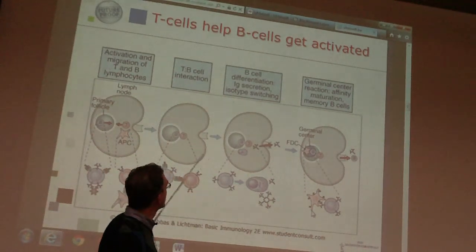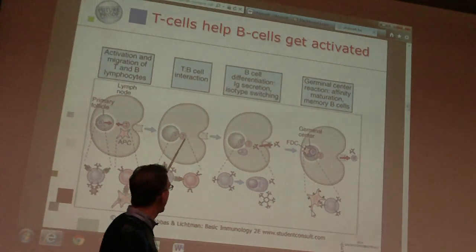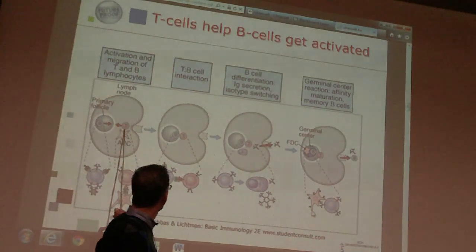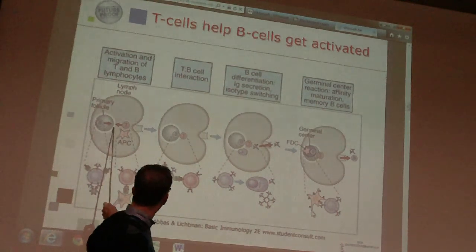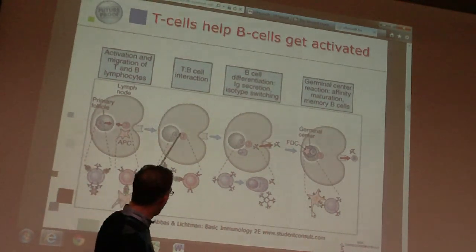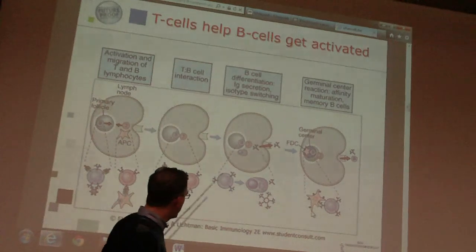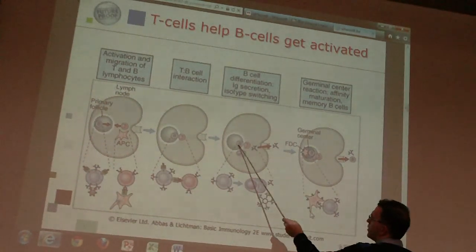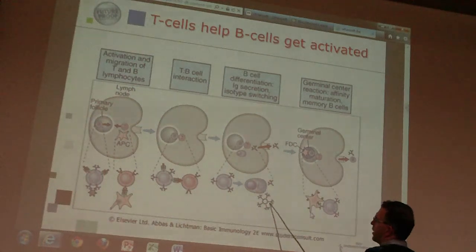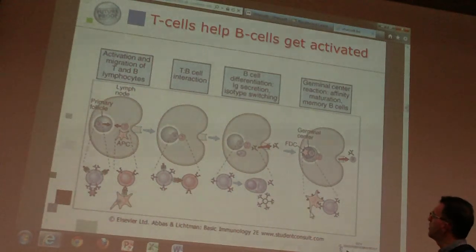So for a good B cell response, you need T helper cells, and this is how it goes. So your T cell is activated by antigen presenting cells, will migrate to the border, your B cell gets first signals for activation, and you get this very intimate interaction between B and T cells that leads to the activation of B cells and the formation of antibodies.